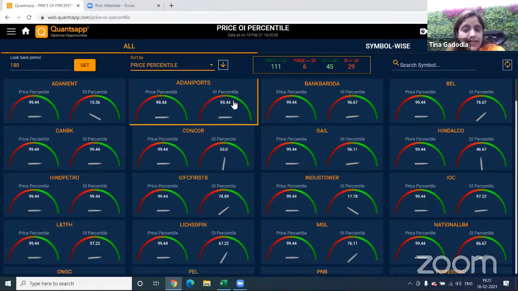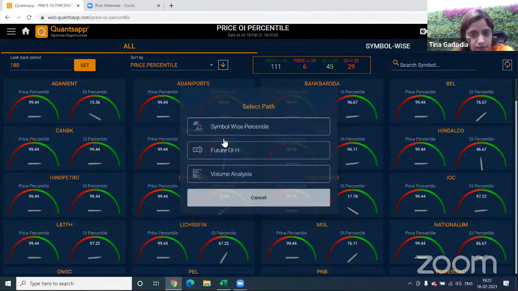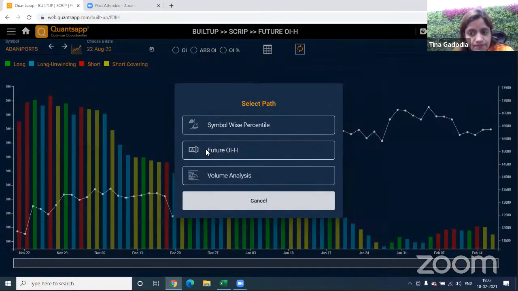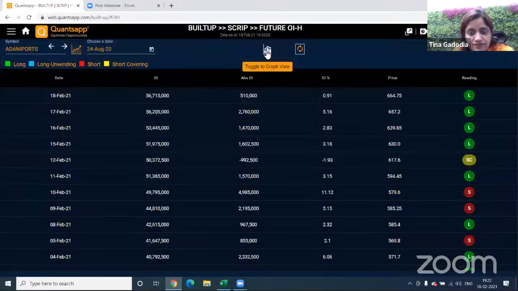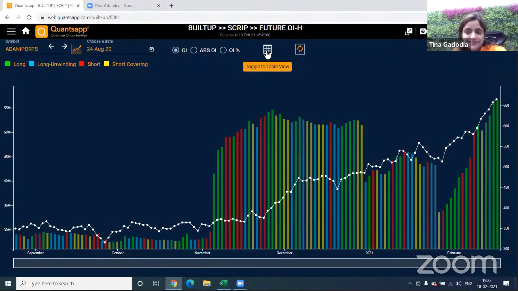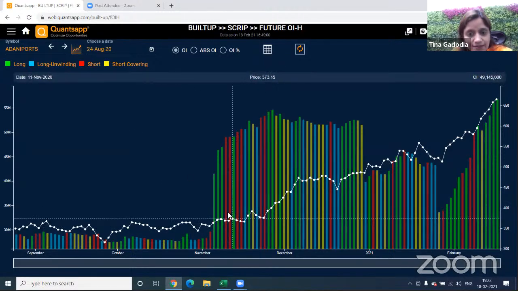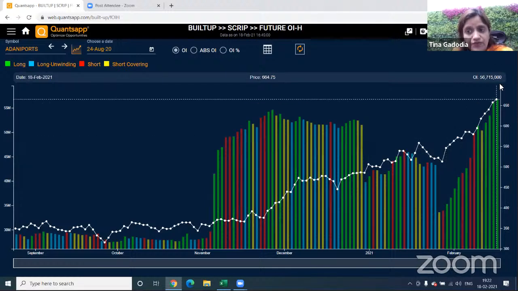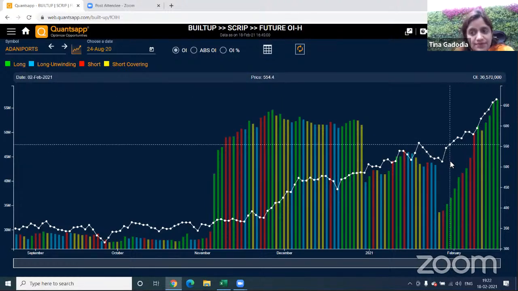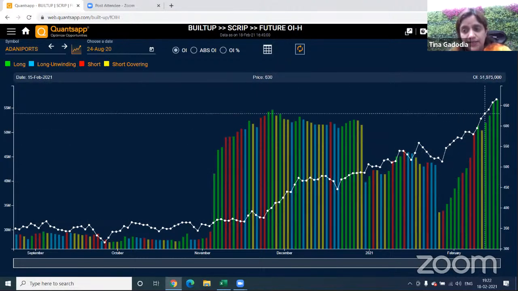Similarly, if your OI percentile is 99.44, it says that 99% of the time the OI has been below the current OI. So if I click here, look at future OI edge, I see the graph. This is the picture. One straight move, and the straight move is led by more greens. This shift itself should be a good trigger for us to know what has made this huge amount of OI take place.